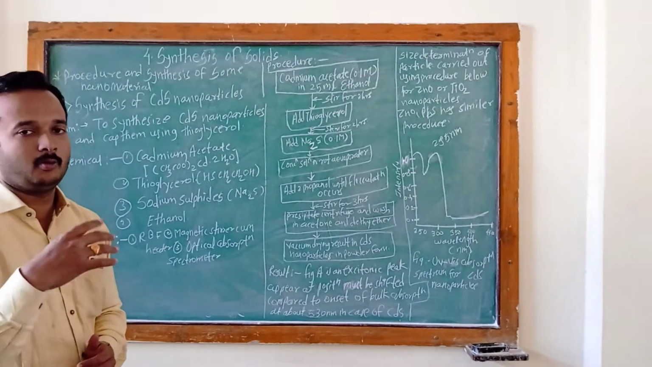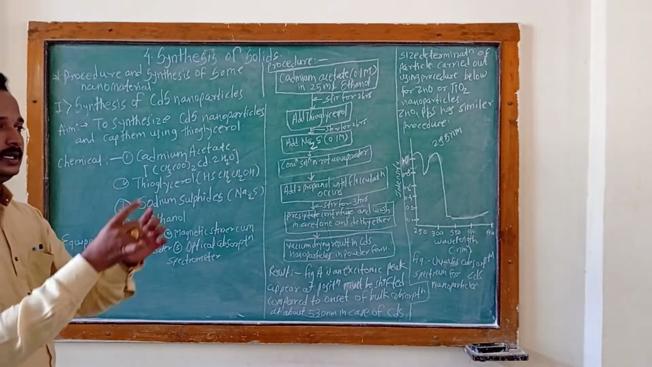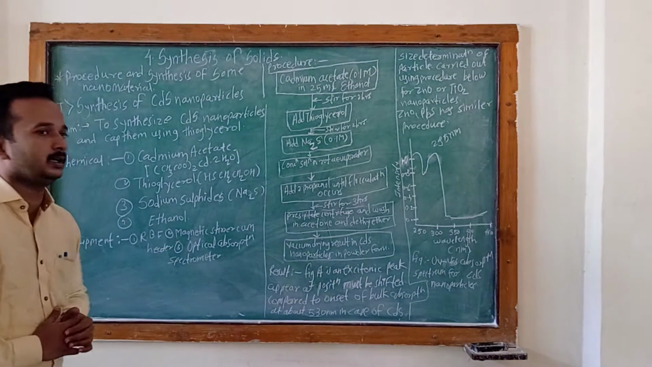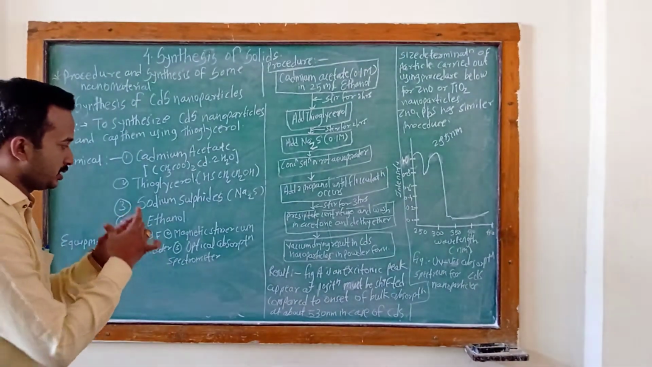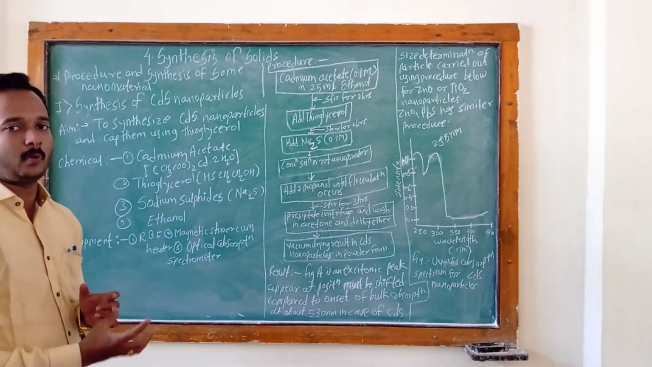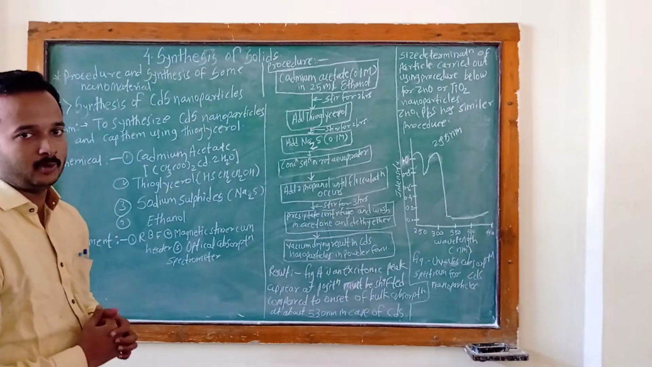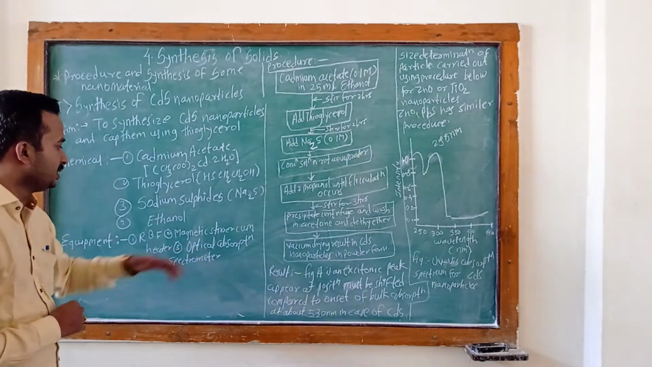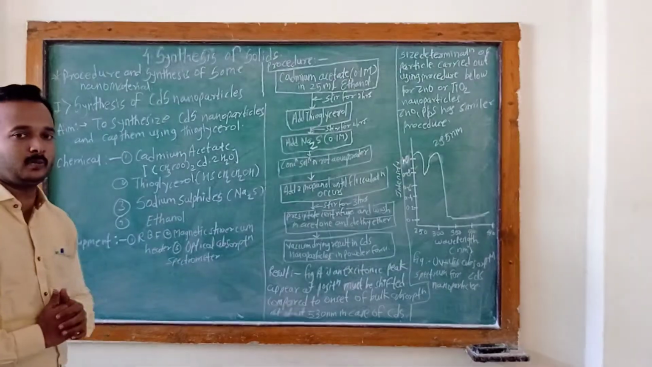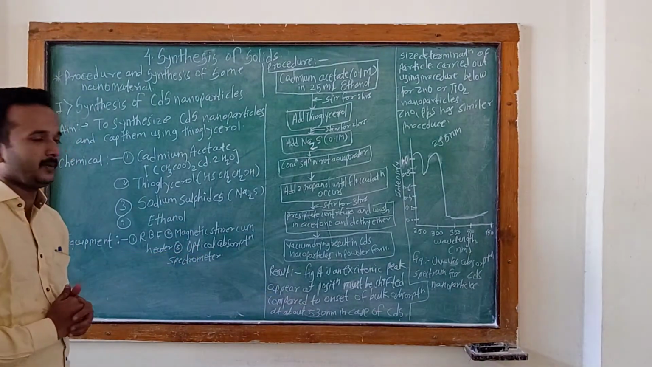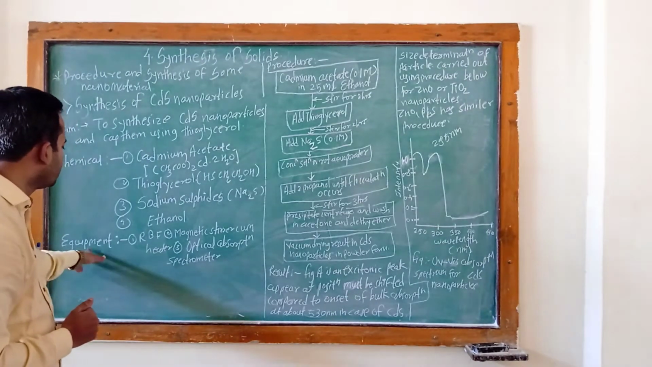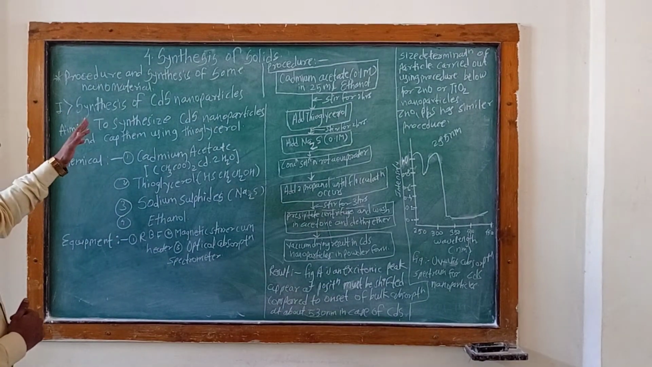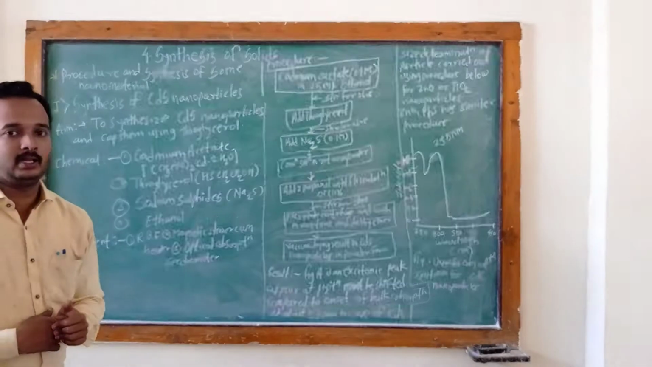Then secondly, a magnetic stirrer with heater. A magnetic stirrer with heater means a stirrer that also provides heat to the compound. Then third is the optical absorption spectrometer. These are the three pieces of equipment you use in the synthesis of cadmium sulfide nanoparticles.